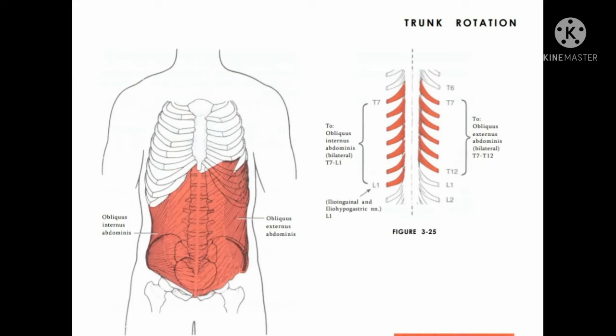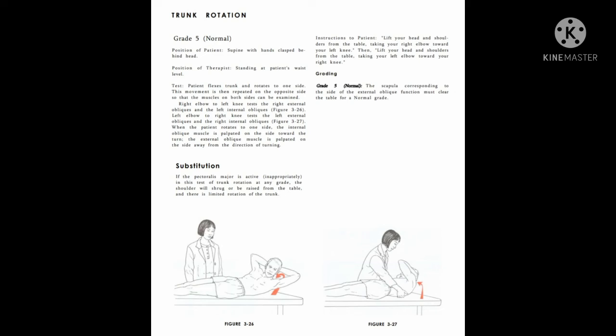Hello everyone, in this video we will be talking about MMT of trunk rotation. The muscles responsible for trunk rotation are external oblique and internal oblique abdominis. For grade 5, patient position is supine with hands clasped behind the head. Therapist position, standing at patient's waist level.